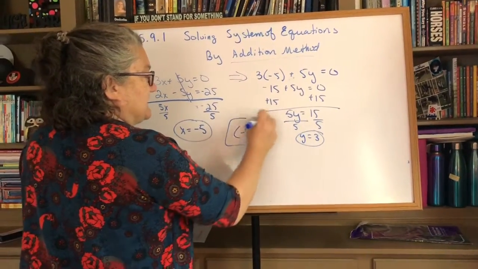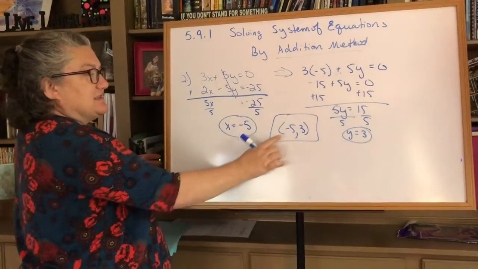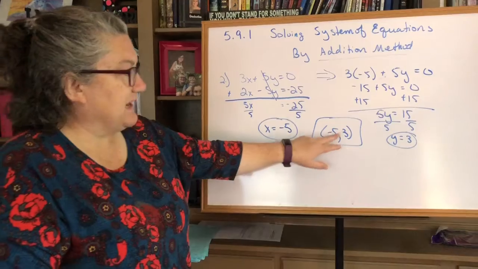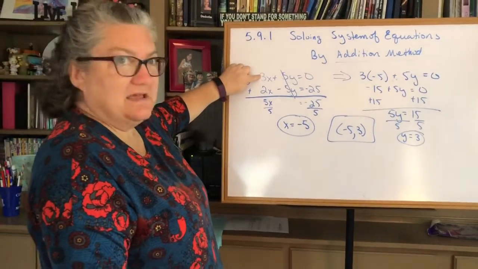What this is saying, and we're going to check it, is that this is the point that both of these equations have in common. I can put this -5, 3 in the first one, and I get a true statement.